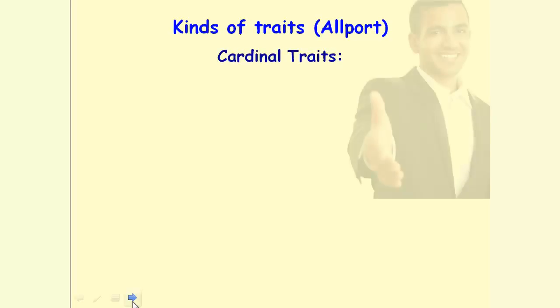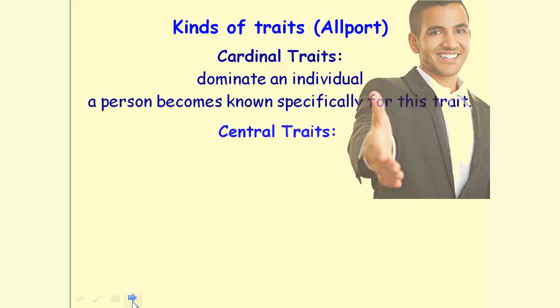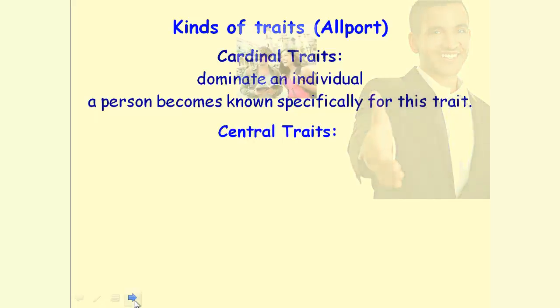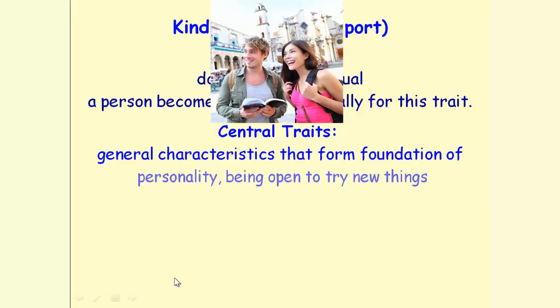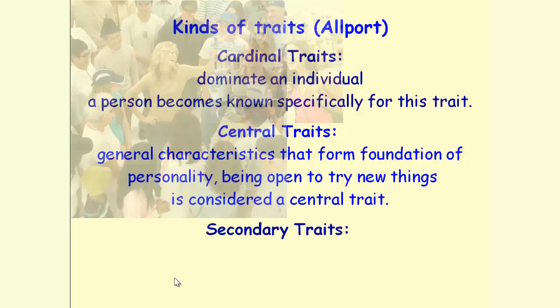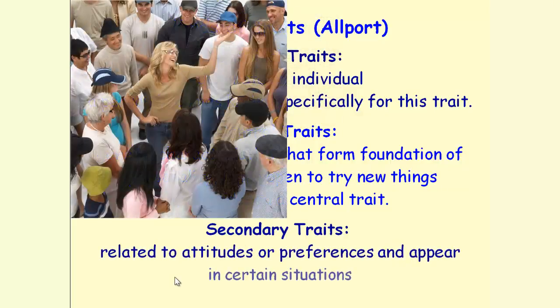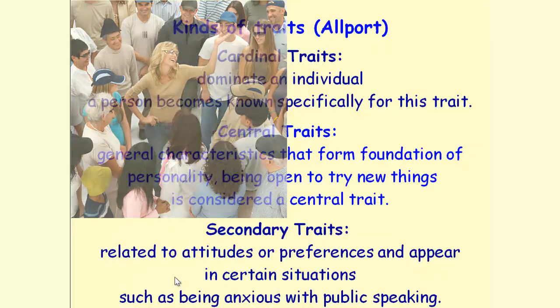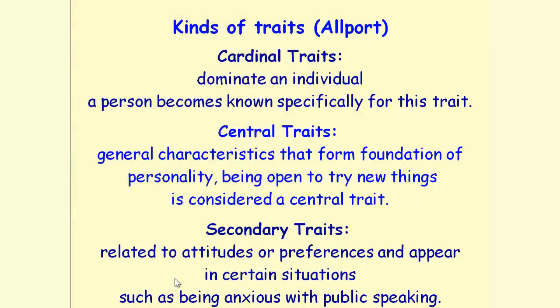Again, a trait is a specific pattern of behavior or conscious motive of behavior. We have cardinal traits that dominate an individual, where a person becomes known specifically for this trait. Central traits are general characteristics that form foundations of personality, such as being open to new things. A secondary trait is related to attitudes or preferences and appears in certain situations, such as being anxious with public speaking.